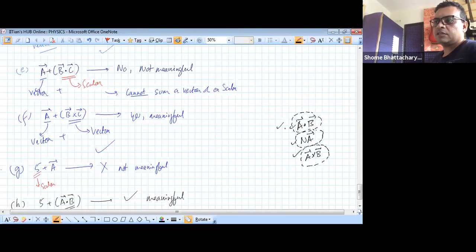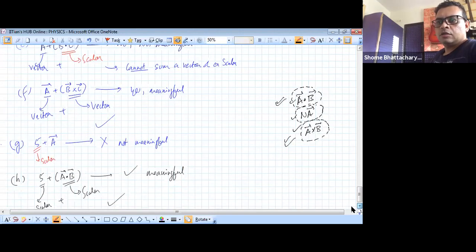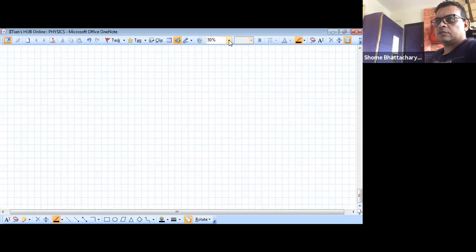The dot product and the cross product can only be applied on two vectors, whereas multiplication of a vector with a number only happens when one is a scalar and the other is a vector. So these two are vector operations, and this is a simple multiplication of a vector with a scalar. Okay, Srishti, is this point clear? Okay, good. Now let's move on to the second question.